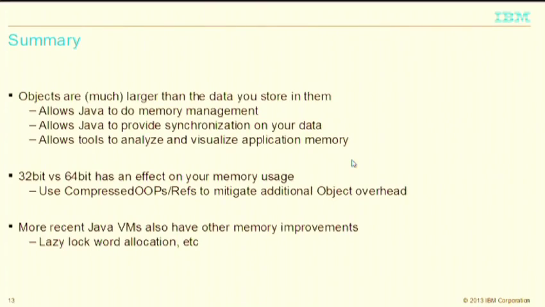Yes? Why is compressed references not... So the question is, why is compressed references not a default option for 64-bit? It is for some vendors, for some releases, so it's best to check that it's enabled for your release. I mean, IBM does for Java 7. We did in one of our updates for Java 6. I know Oracle didn't for Java 6, but it might be there now. In 7, I think they might have. I'm not sure. So check, because it's important.